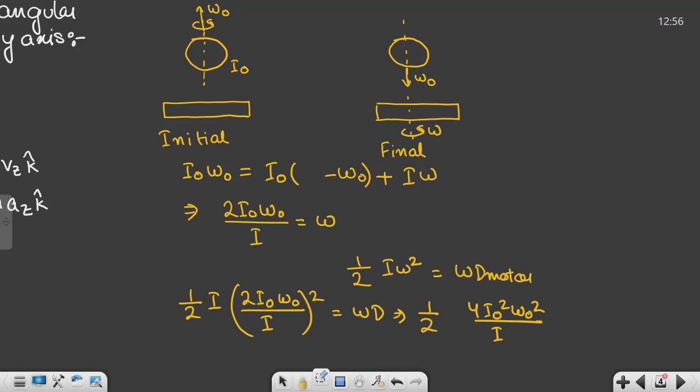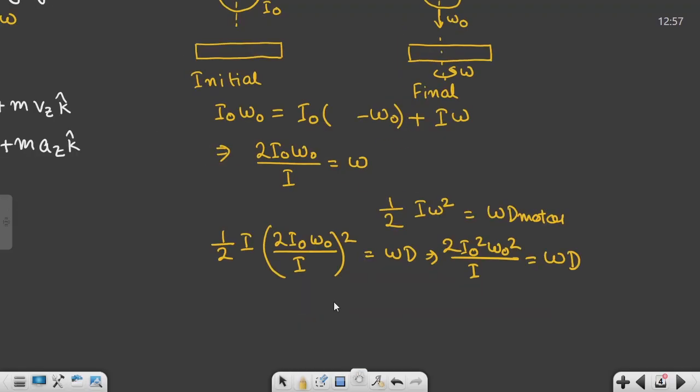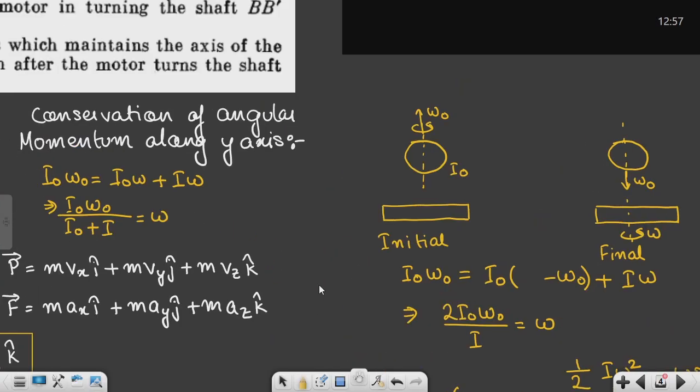So I and I square would get cancelled. 2 and this 4 would get cancelled to become 2. Okay. So my final work done is nothing but 2 I naught omega naught square divided by I is equals to work done. Fair and fine. Okay. Now let's look at the second part of the question.